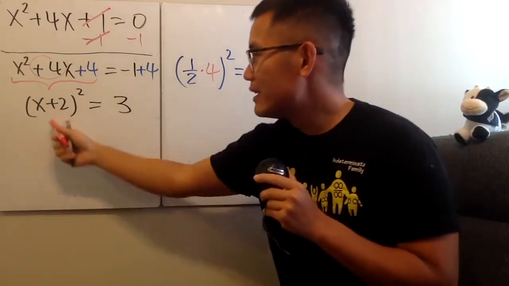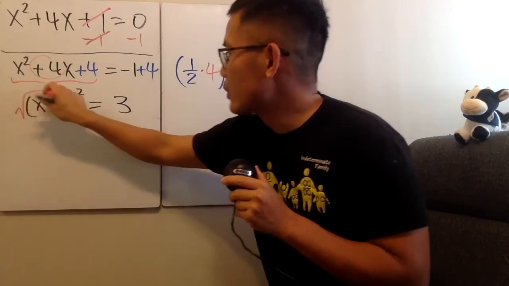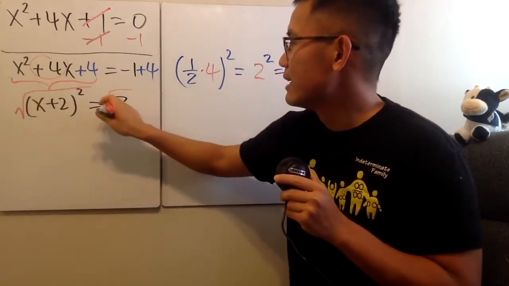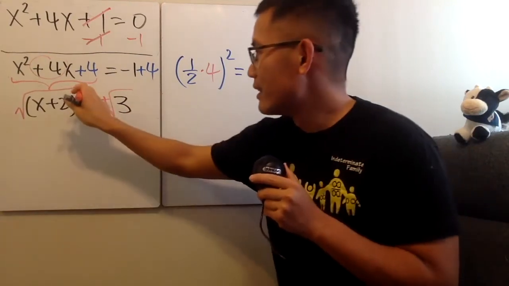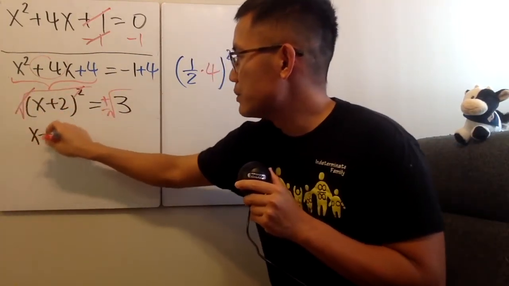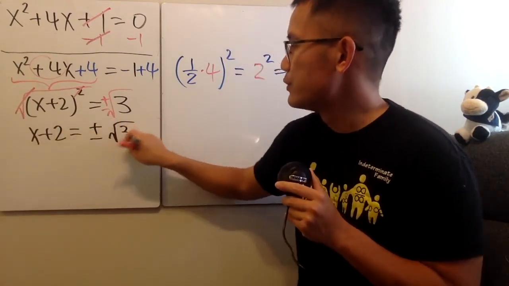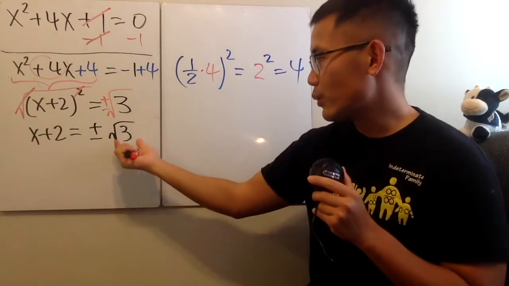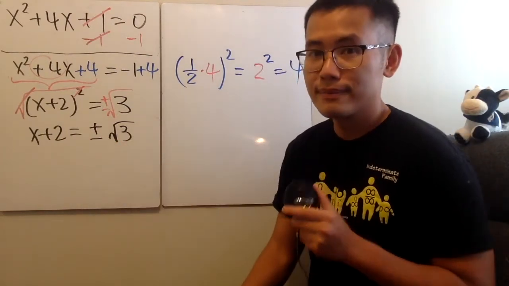Now, we have this to the second power equals a number, so we can just take the square roots on both sides. And don't forget your plus minus. This way, the square root will cancel, and we just get x plus 2 equals plus or minus square root of 3. And because we don't know what the square root of 3 is unless we use a calculator, we can just leave it like this.